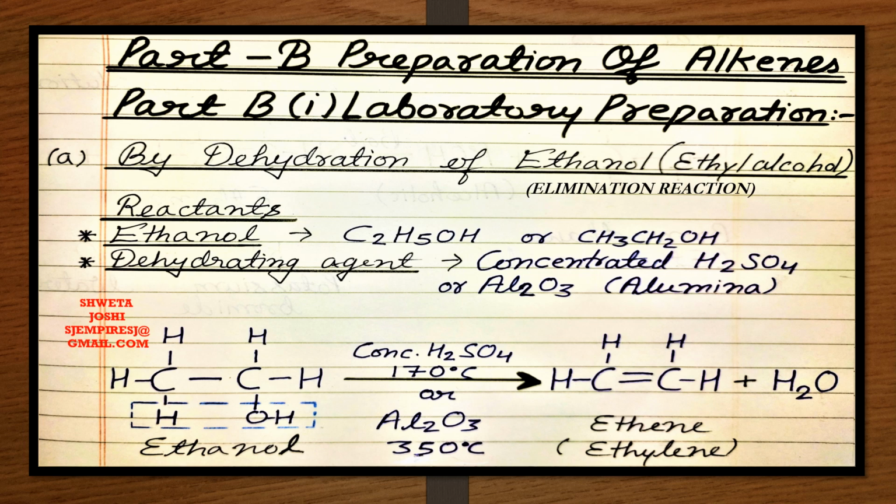It is a type of elimination reaction in which hydrogen and OH part, that is H2O, is removed from the ethanol molecule. Since in this reaction water is being removed, that is why the reaction is known as dehydration reaction. In this reaction we have to take our substrate molecule, that is ethanol, and react it with a dehydrating agent like concentrated H2SO4 or Al2O3, which is alumina.